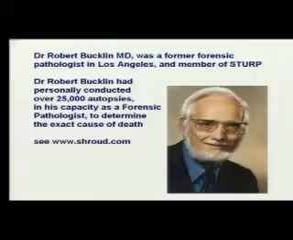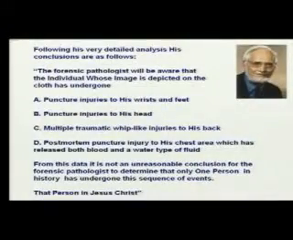25,000 autopsies. You can read about him on shroud.com. And he did some very detailed analysis, which I haven't got time to go through in detail, but he concluded as follows. The forensic pathologist will be aware that the individual whose image is depicted on the cloth has undergone puncture injuries to his wrist and feet, puncture injuries to his head, multiple traumatic whip-like injuries to his back, post-mortem puncture injuries to his chest area, which has released both blood and a water type of fluid.